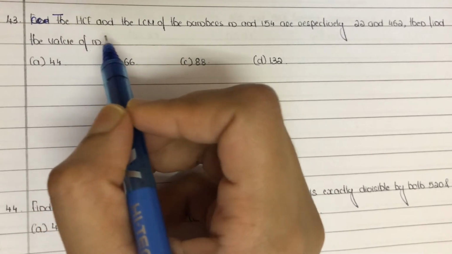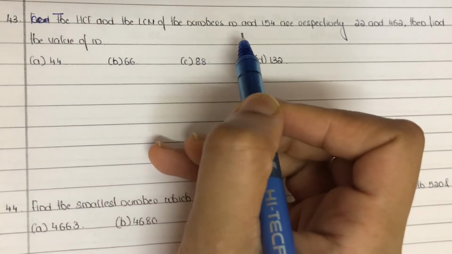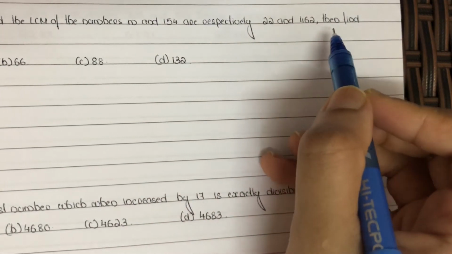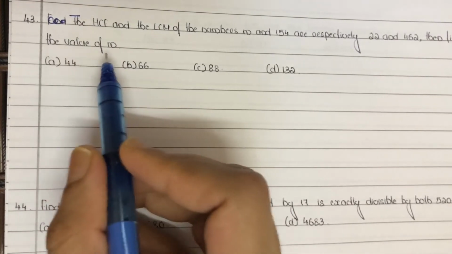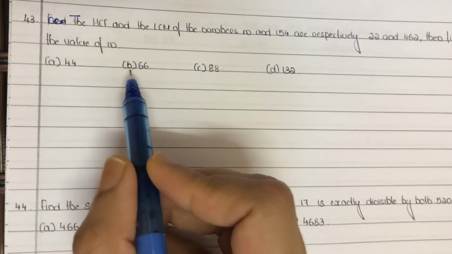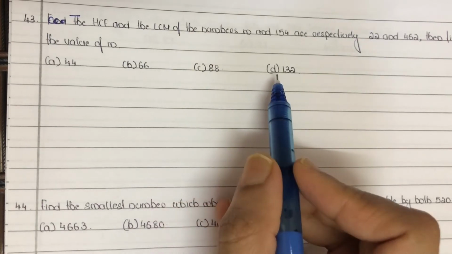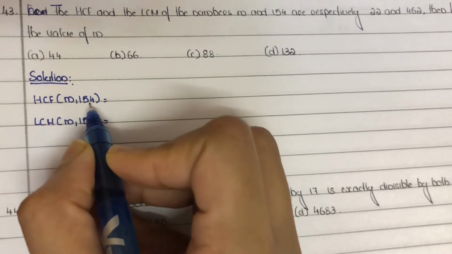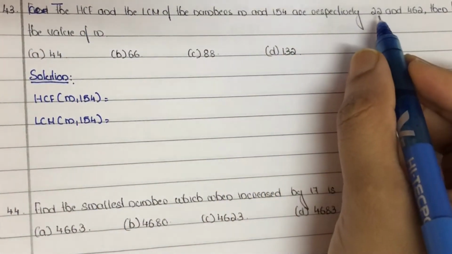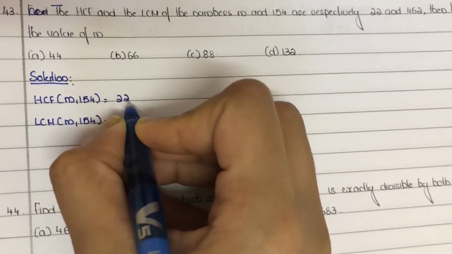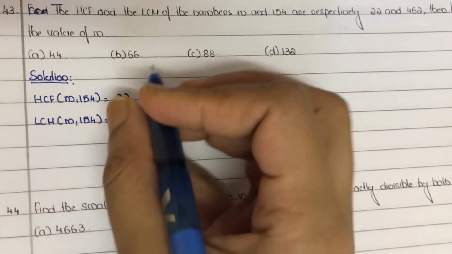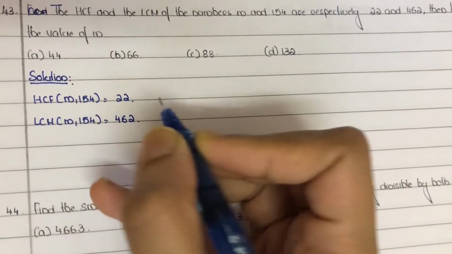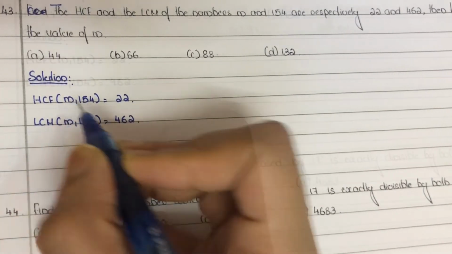Question 43. The HCF and the LCM of the numbers m and 154 are respectively 22 and 462. Then find the value of m. Option A 44, option B 66, option C 88, option D 132. Given HCF of m, 154 is 22 and LCM of m, 154 is 462. Now the question is to find the value of m.